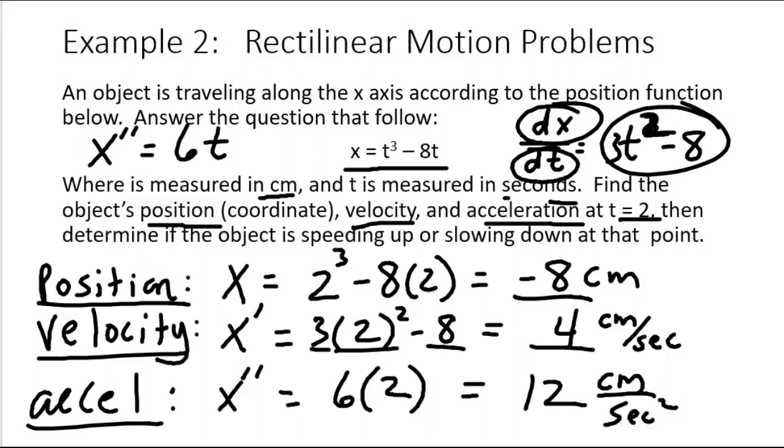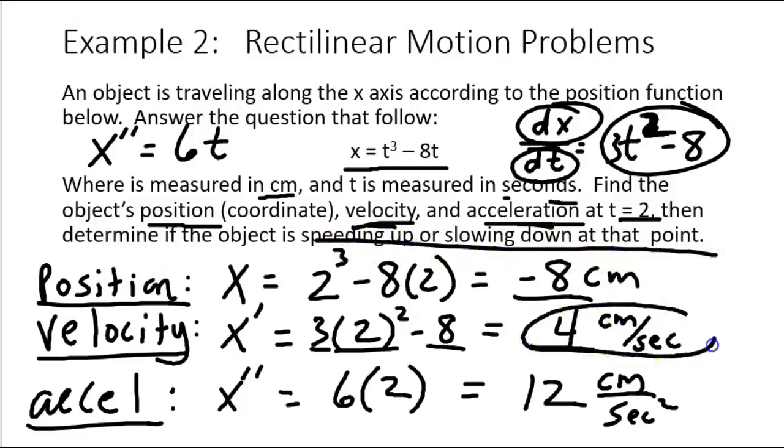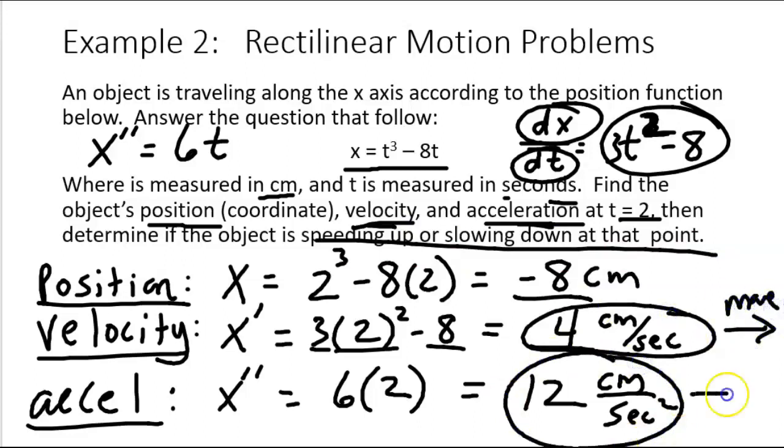Now, the last question they want me to answer, after they find position, velocity, and acceleration, is: is the object speeding up or slowing down? Well, my velocity is 4, so my object is moving to the right, and my acceleration is 12, which means it's being pulled to the right. Since it's moving to the right and being pulled to the right, we would say that it is therefore speeding up.